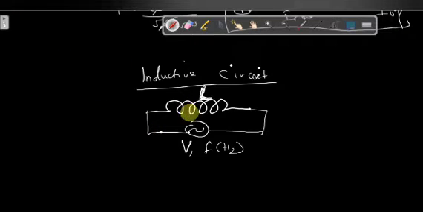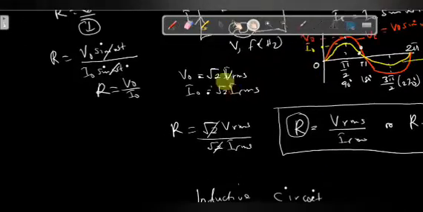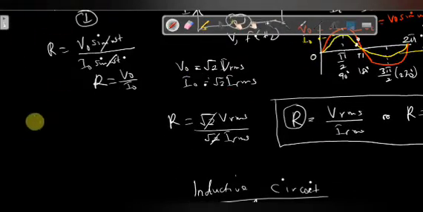So for an inductive circuit, I'll have to go back and draw the phasor diagram for a resistive circuit. So I made a mistake on that. So let me go back and draw the phasor diagram. The phasor diagram is going to be like this. The voltage and the current will be on the same line.